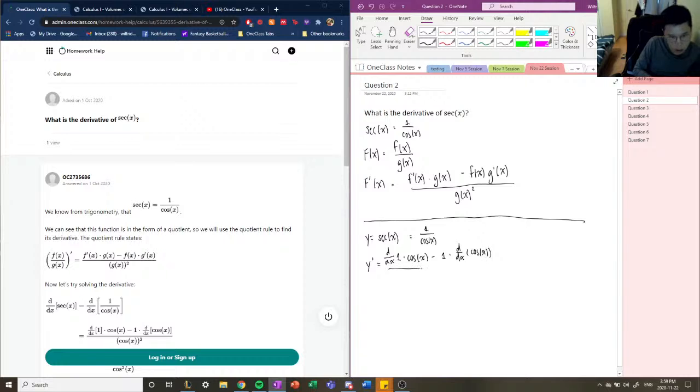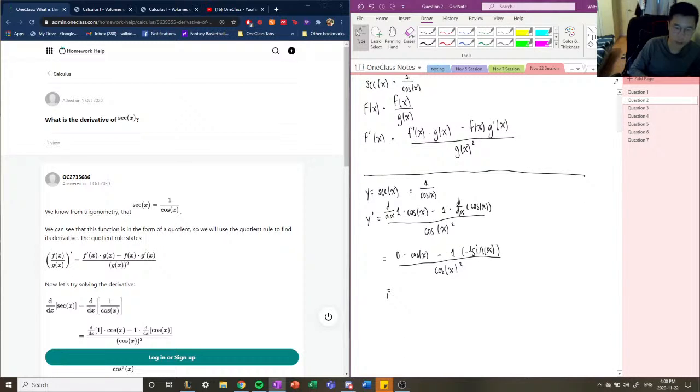all over cos of x squared, okay? So what is this equal to? d/dx of 1 is 0 times cos of x, minus 1 times the derivative of cosine, which is negative sine. So we have negative sine of x all over cos x squared, okay?